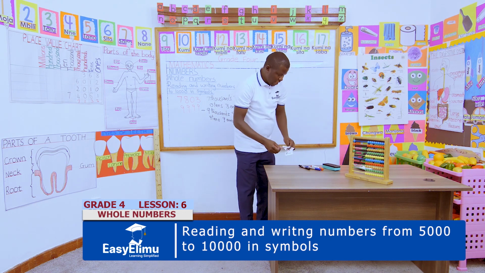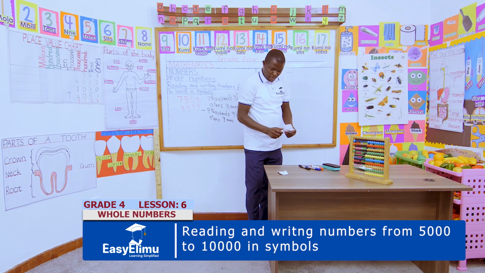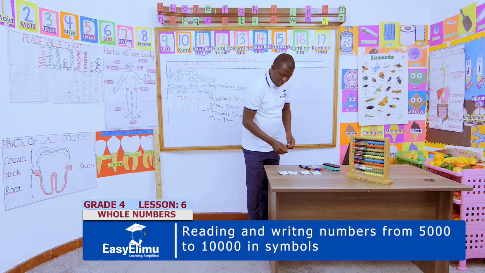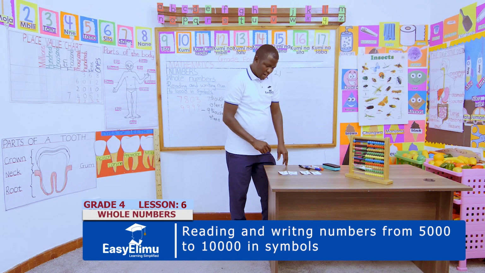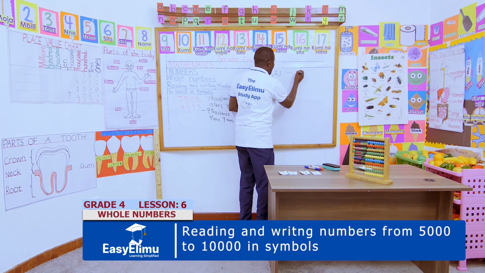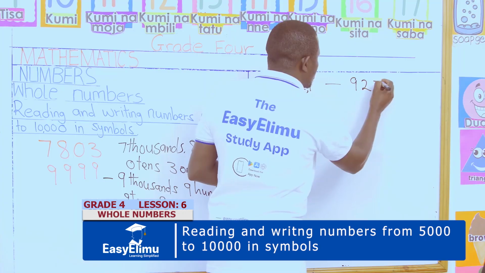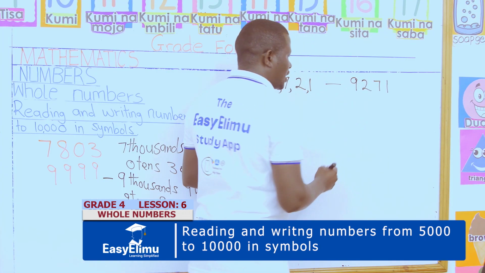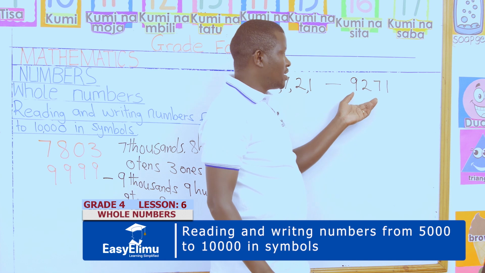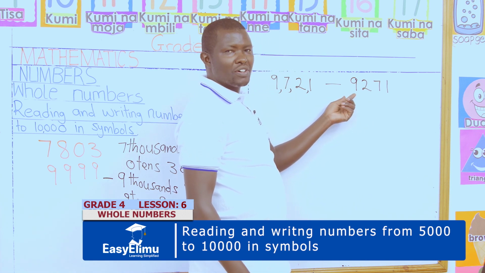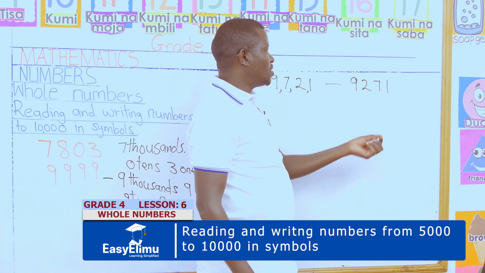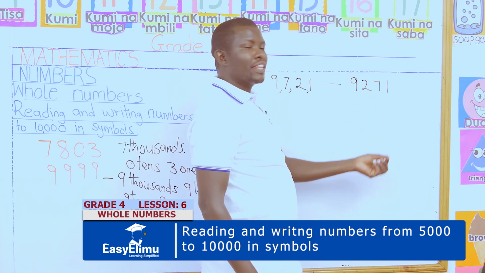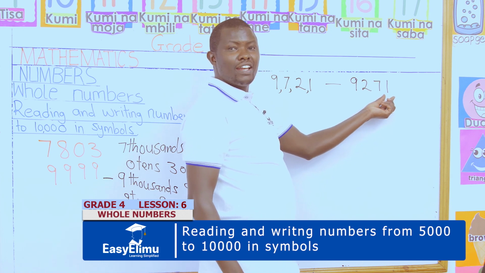As we jumble them, we have 9 as a number, 2 is another number, 7 is another number, and then 1. This is a number we have formed: 9, 2, 7, 1. In your group, can we read this one? In the place value of thousands, we have 9,000. In the place value of hundreds, we have 200. In the place value of tens, we have 7 tens. In the place value of ones, we have 1 one.